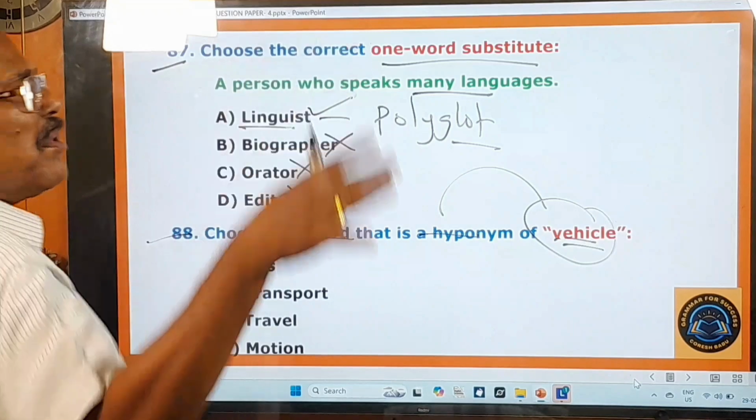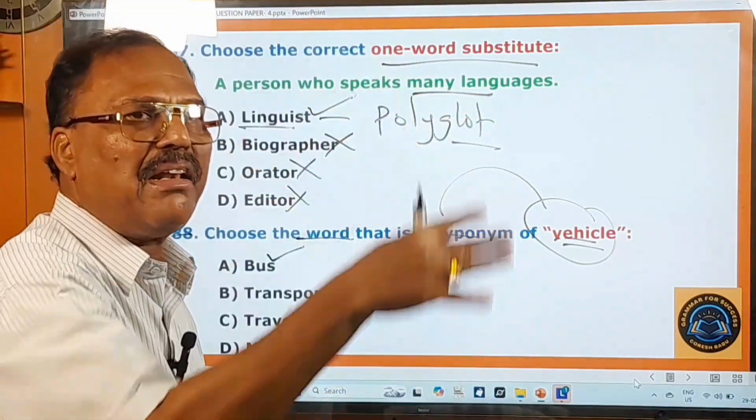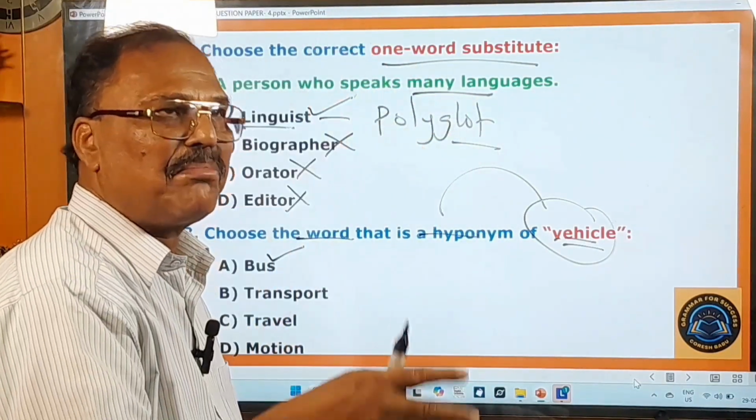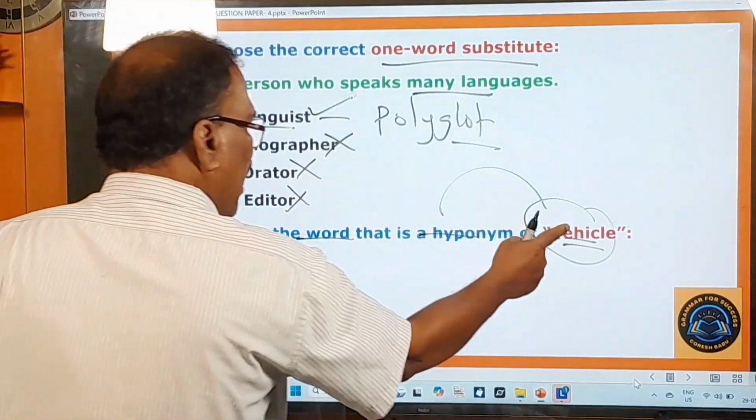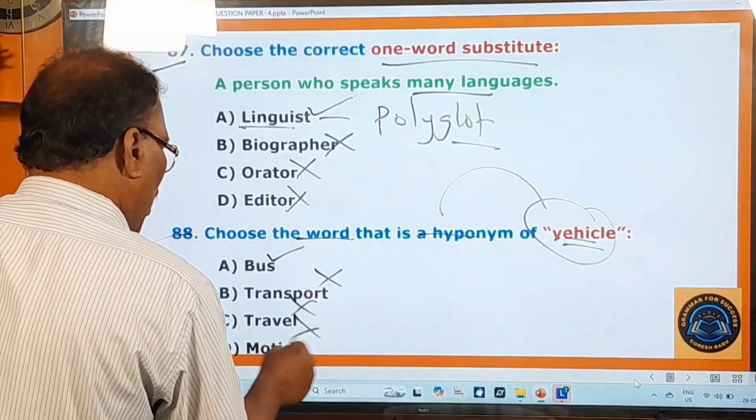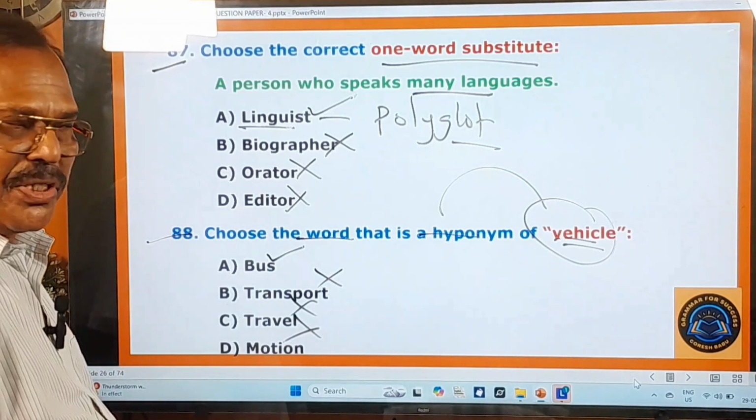Vehicle is combining everything, car, bike, all together are called vehicle. Vehicle is a big word and bus is a small word. So this is a hyponym, that's a hypernym. You know that very well. All others are wrong. And now you move on to other questions.